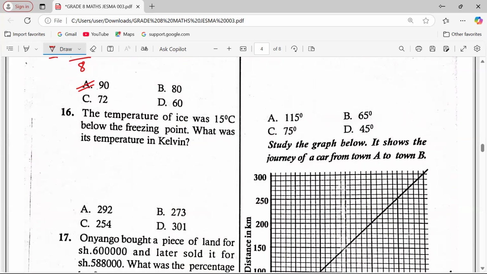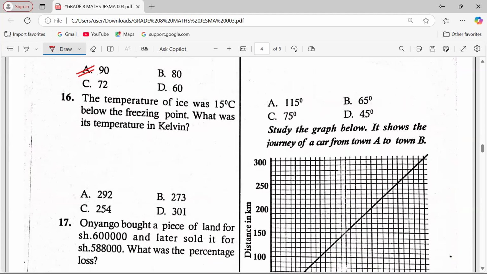Part 16. The temperature of ice was 15 degrees Celsius below the freezing point. What was its temperature in Kelvin? Something a learner should be able to understand and comprehend very well is the value of the freezing point of ice. So the freezing point here is 0 degrees Celsius. Now, to be 15 degrees Celsius below the freezing point means we are at negative 15 degrees Celsius.